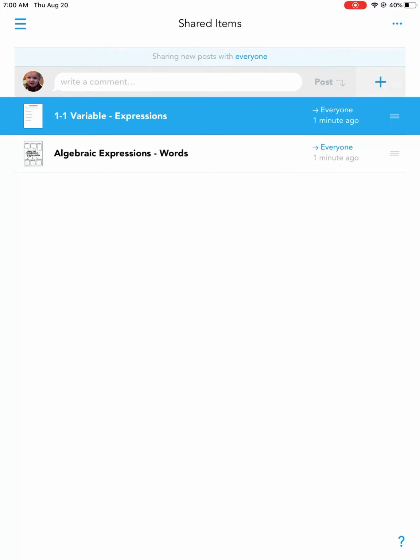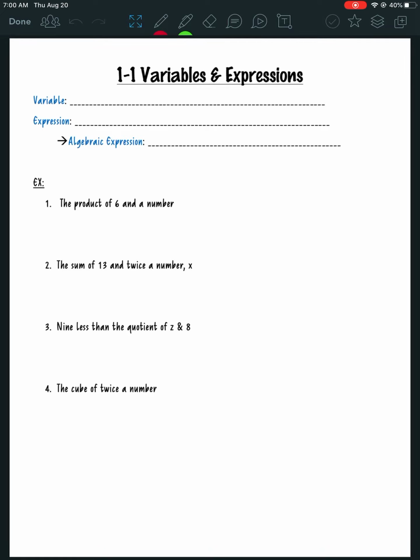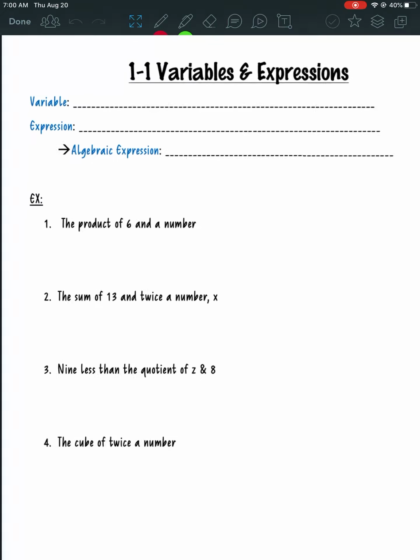Today's lesson is over 1-1 in our textbook, variables and expressions. So if you notice in Shobi, I have two documents here. The first one, we're going to talk about some definitions and some examples.